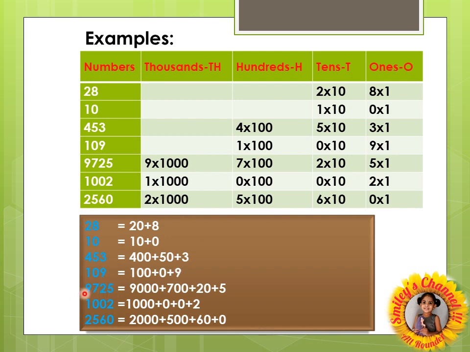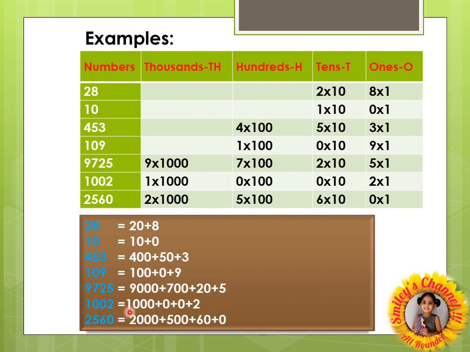9725. Here 9 is in which place? Thousands place. So here 9 into 1000, 9000. 7 into 100 because it is in hundreds place, 700. 2 is in tens place, so here 20. 5 is in ones place. So 5 into 1, 5. The same way we have written this also.